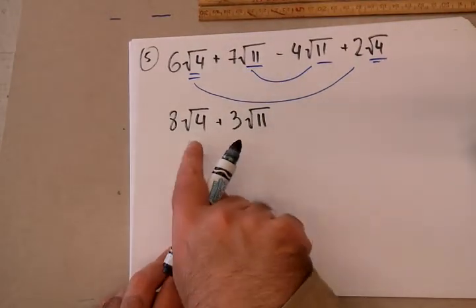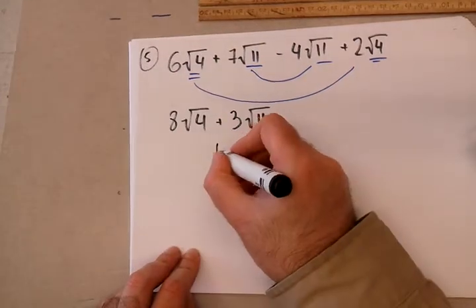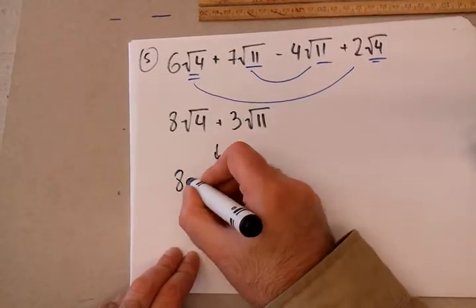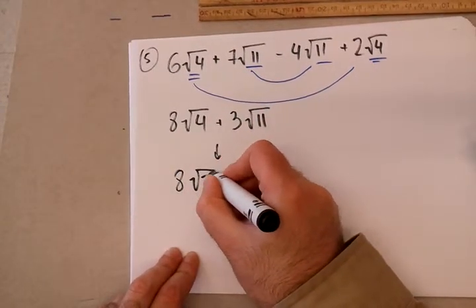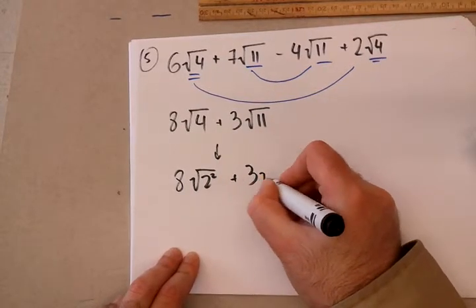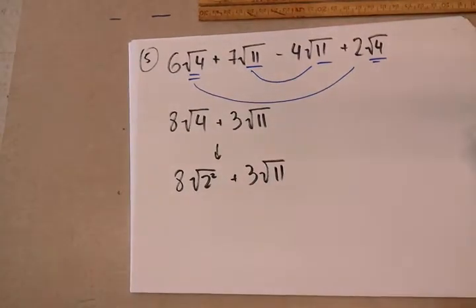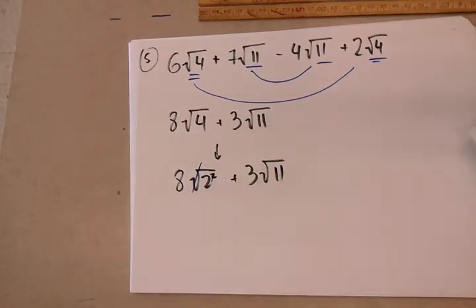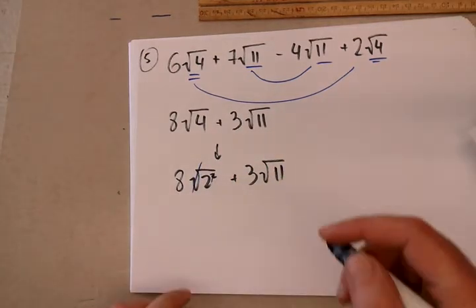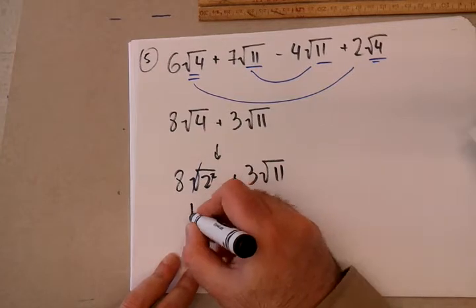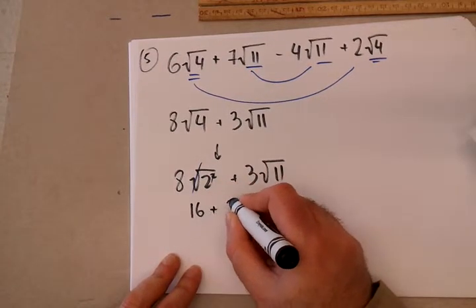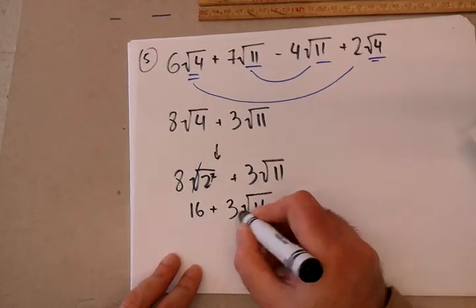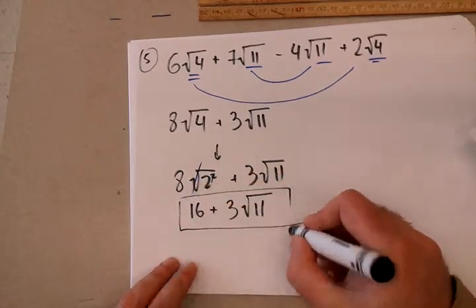And the only thing that's left here, this is a perfect square. So that's going to be 8 times 2 squared. This doesn't change. Then of course we can cancel out the power of 2 with the root. So that's going to be 8 times 2, which is 16, plus 3 root 11 as your final answer for number 5.